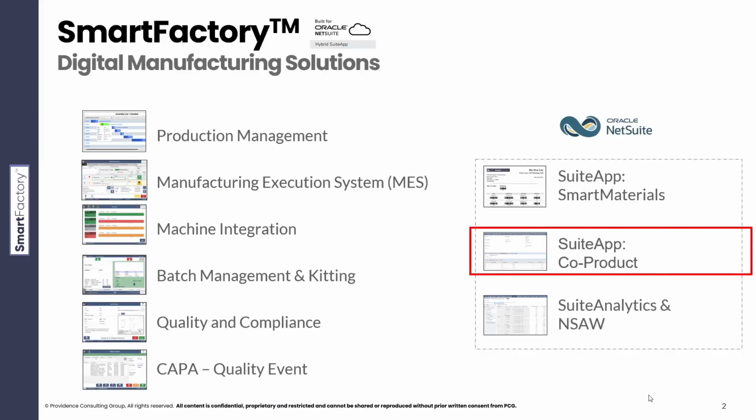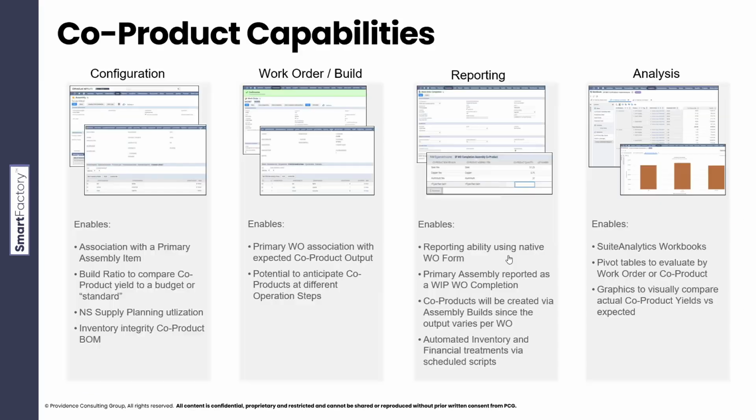In today's video, we're going to focus on SmartFactory for NetSuite and specifically look at how SmartFactory enables co-product reporting. Co-product capability for the NetSuite customer includes the configuration of possible co-products associated with the primary assembly item in which they're typically created. There are multiple use cases for co-product.